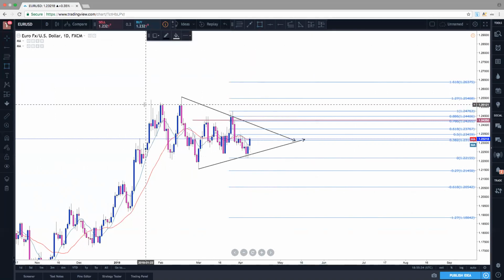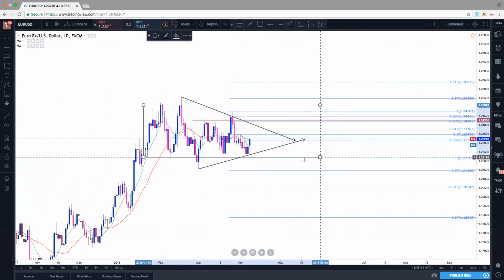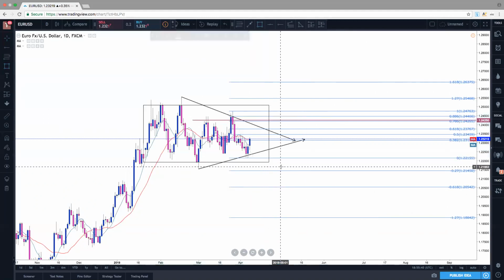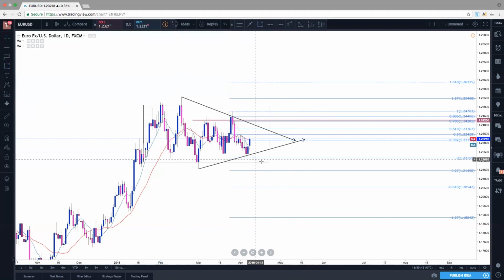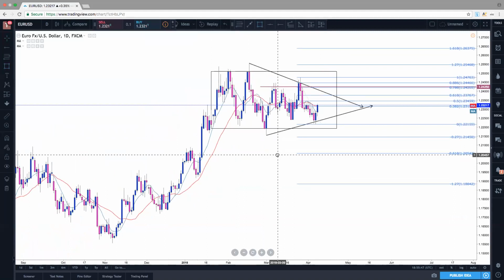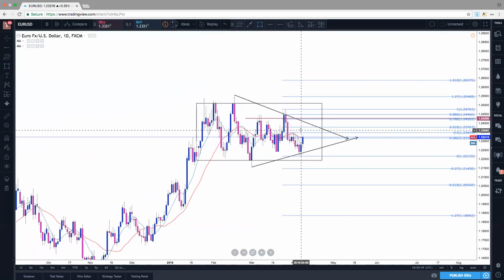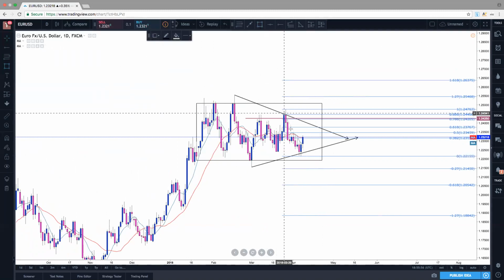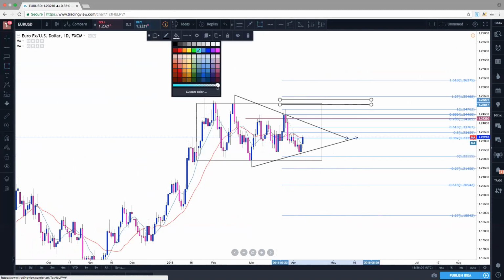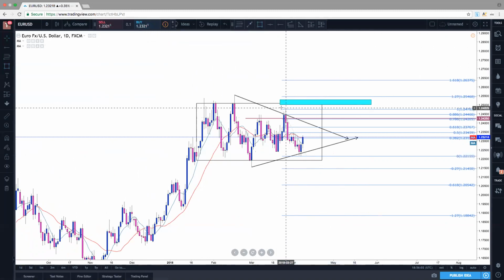Like I said, it's in a nice little box. I want to see it break outside of these either way to indicate potential reversal. But definitely, bigger picture, we are consolidating. I definitely want to see some bullish movement though, up to, let's see, around this area right here would be my target.